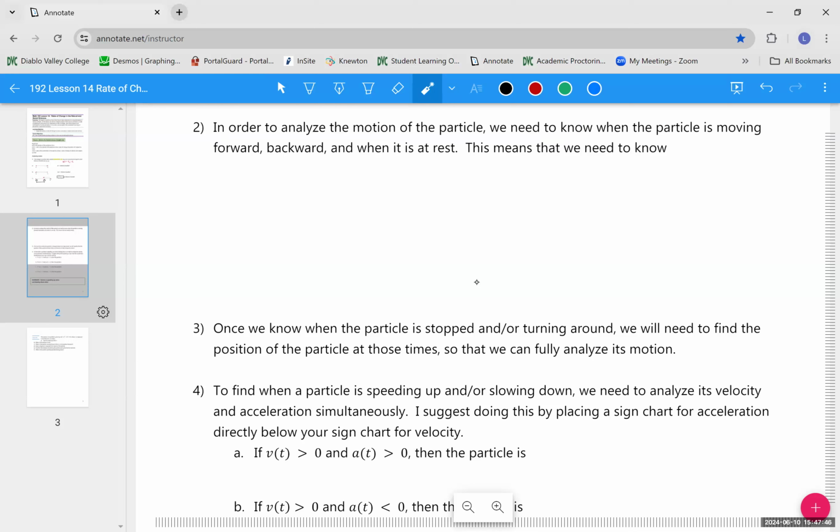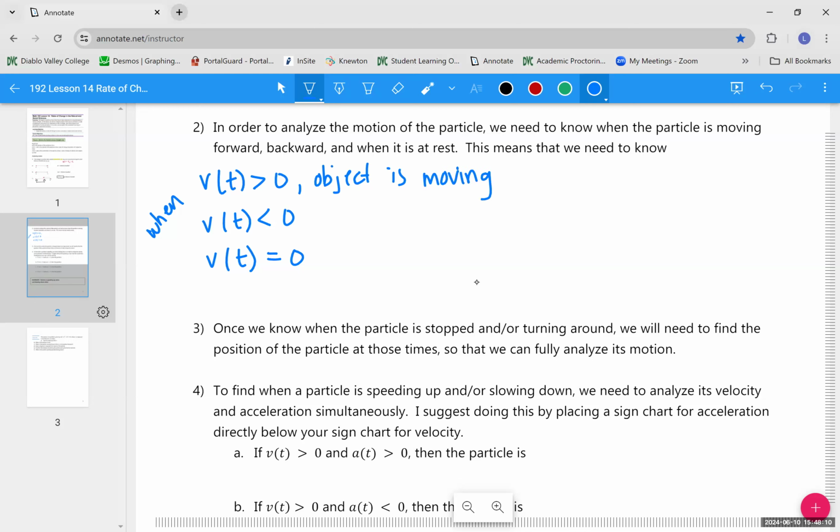Velocity, exactly. So more specifically, can you fill in what these 3 things mean? So when velocity is positive, what does that mean? The object is moving forward or in the positive direction, however you want to phrase that. Forward is shorter, right? When velocity is negative, then the object is moving backwards or in the negative direction.